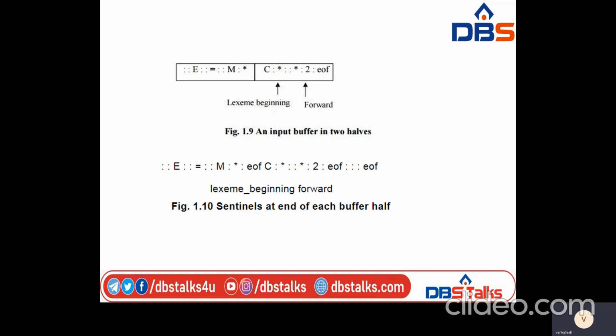Next, one more thing: we are going to use a technique called sentinels. In the above scheme, we make two tests before reading a character: which character is read, and whether it is the last character in the buffer or not. To overcome this, we use sentinels. Sentinels are special characters that cannot be part of the program. It avoids testing for the end of buffers.